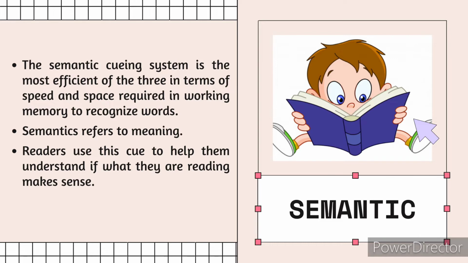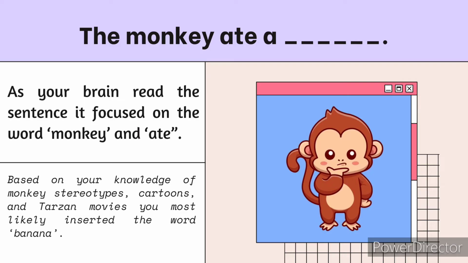Semantic refers to meaning. Readers use this cue to help them understand if what they are reading makes sense. As you read, you use context and background knowledge to identify words and figure out what the next word might be. For example, the monkey ate a blank. You most likely know what the next word is in the sentence above.